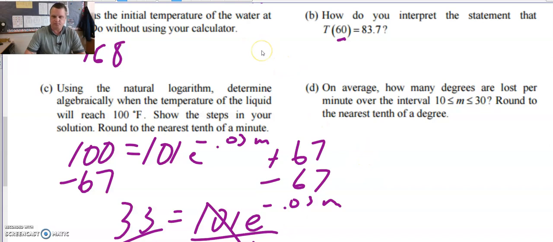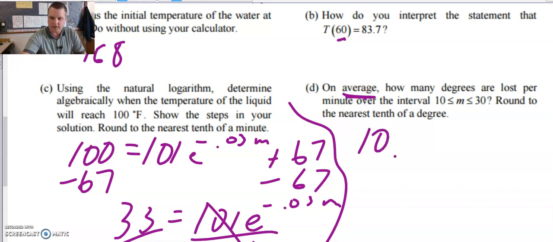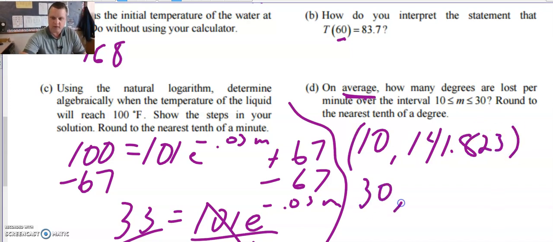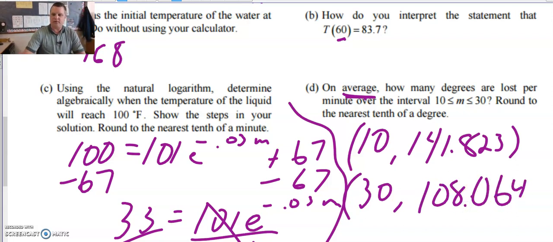All right, so loss per minute is the average rate of change. Okay, (10, 141.823) and (30, 108.064). I want you to find the average rate of change of those two coordinates, and that's what I am going to be collecting tomorrow in class.